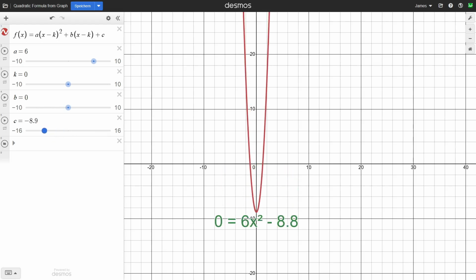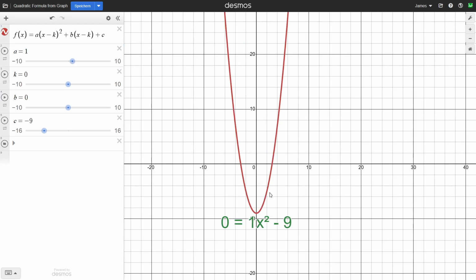Let's say we had 9, right? And I'll just go back to 1x squared just to make it easy. You can see we have 1x squared equals 9. We just bring the 9 to the other side, so x is plus or minus 3. And you can see here, so it's minus 9 there, so our answers are minus 3 and plus 3. It's kind of symmetrical. It's 3 units to each side.